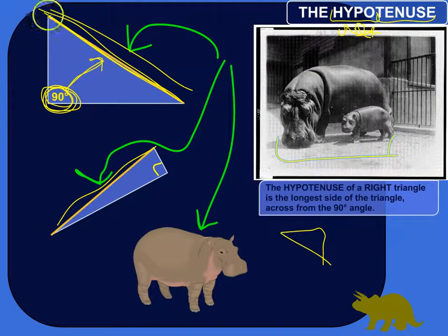Okay, hypotenuse, the longest side of a right triangle, and it's the side that's opposite or across from the 90-degree angle.